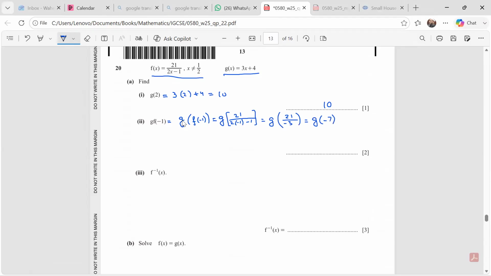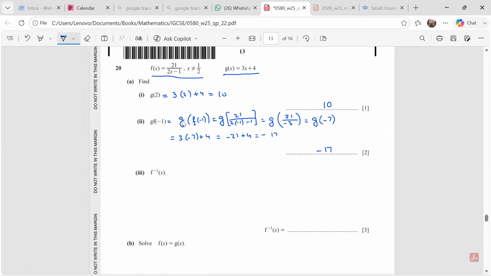7. Now what is g of minus 7? You can see it is 3 times minus 7 plus 4. This is minus 21 plus 4. So it is minus 17. So the answer is minus 17.